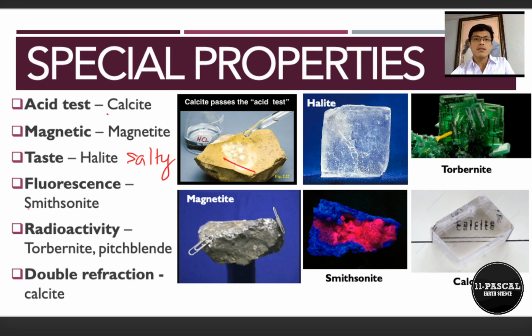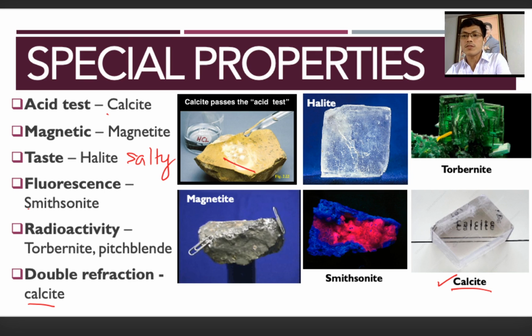Example is calcite. If you put it on top of a printed material, the letters will appear double. So we have double refraction. This is an optical property that is unique to calcite. One way of testing whether that particular mineral is calcite is by checking if it has double refraction. Okay, so that's calcite.